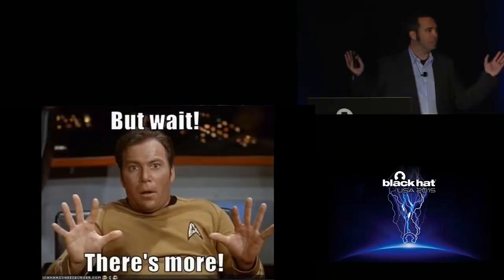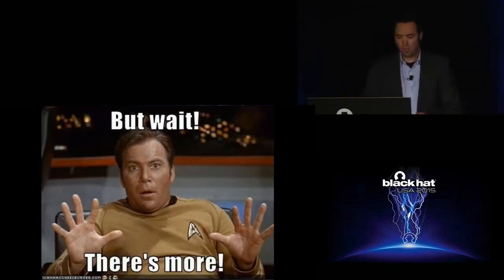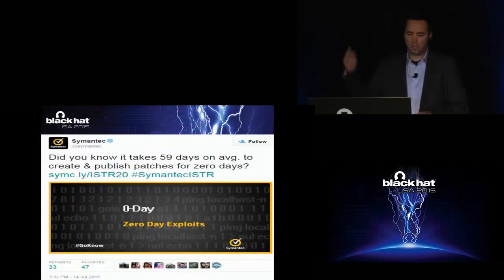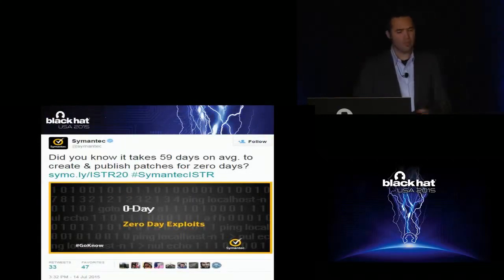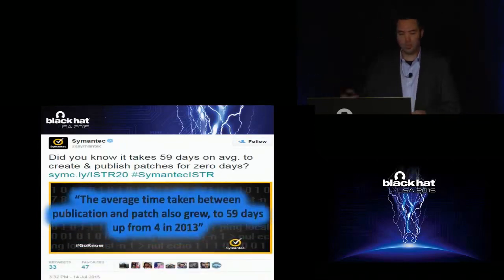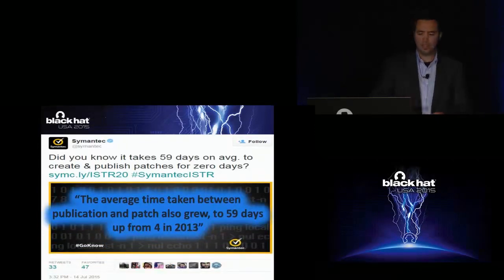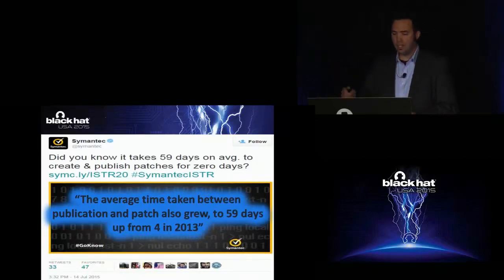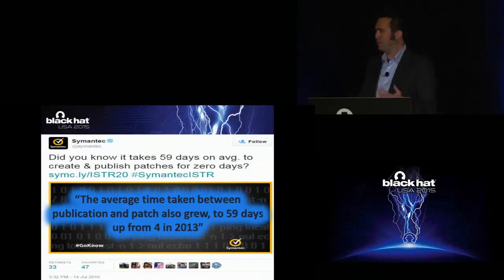But wait, there's a lot more, right? A report came out recently from Symantec, and it said, did you know it takes 59 days on average to create and publish patches for 0 days? Does anyone know what the heck that means? Well, if you look in the report a little bit more, what you find is they say the average time taken between publication and patch. And so many would say, well, is that what we're talking about with 0 day?